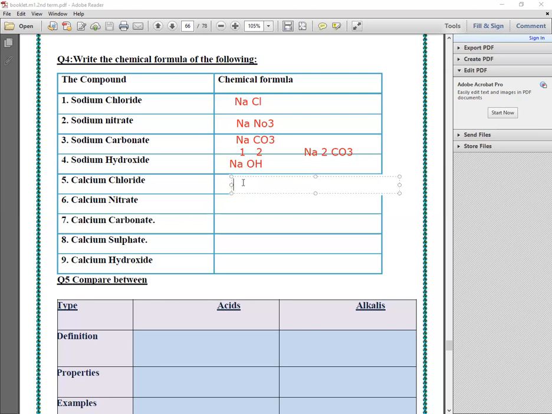Here, calcium chloride. Calcium is Ca, starting with a capital letter C and then a small letter a. Chloride is Cl. But calcium is what? Calcium is divalent, but chlorine is monovalent. So the formula is Ca.